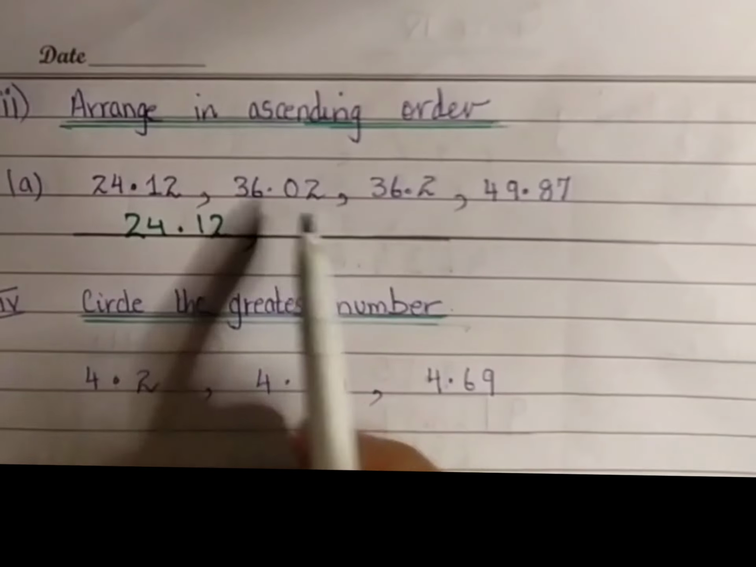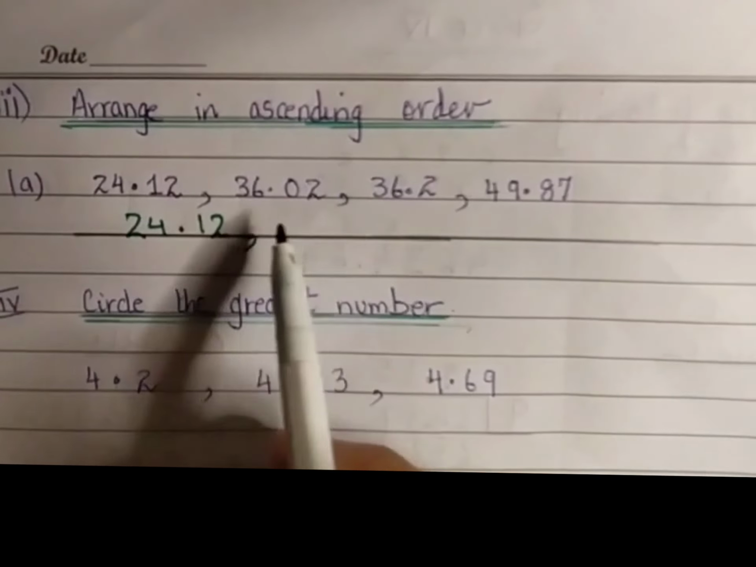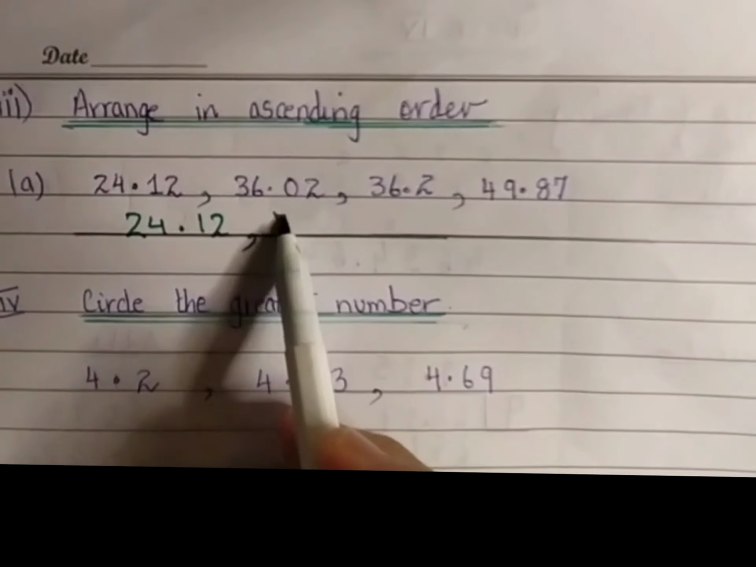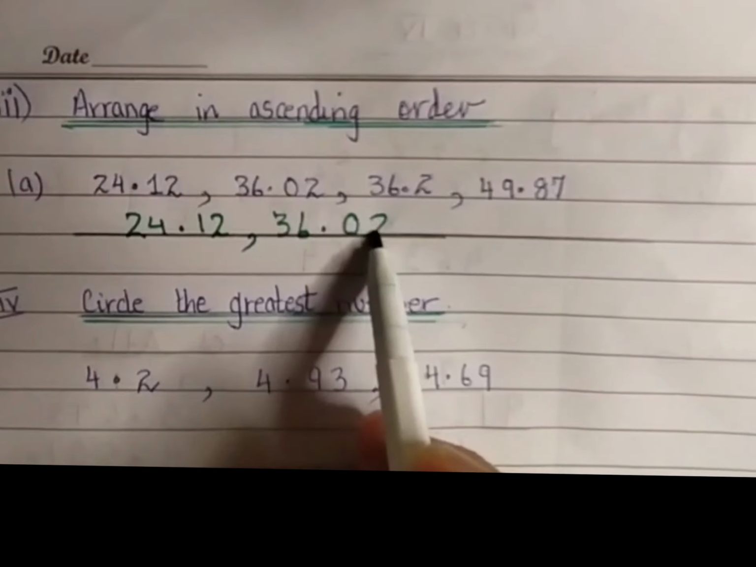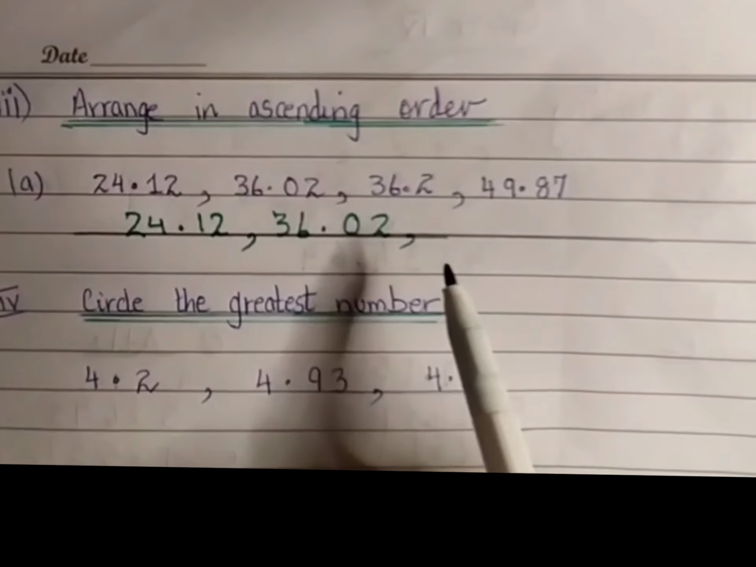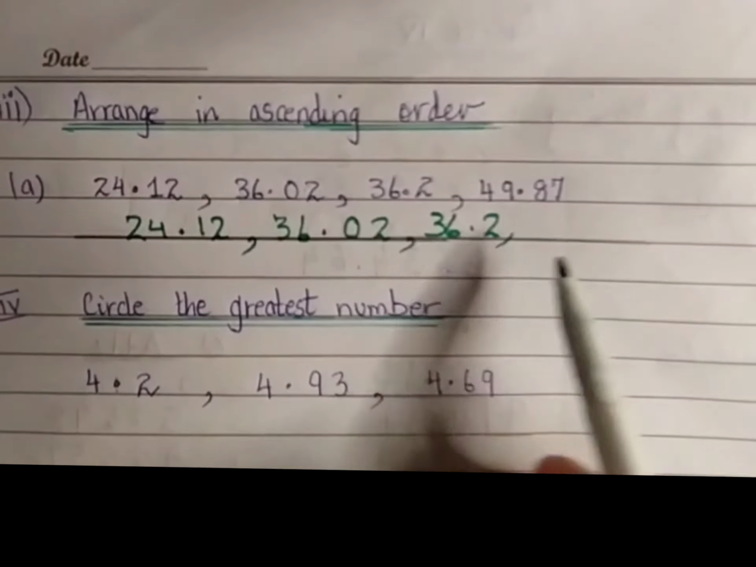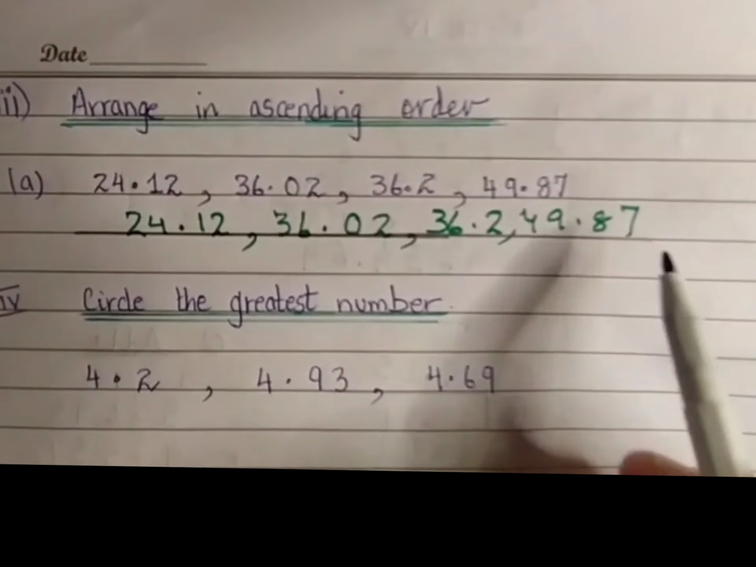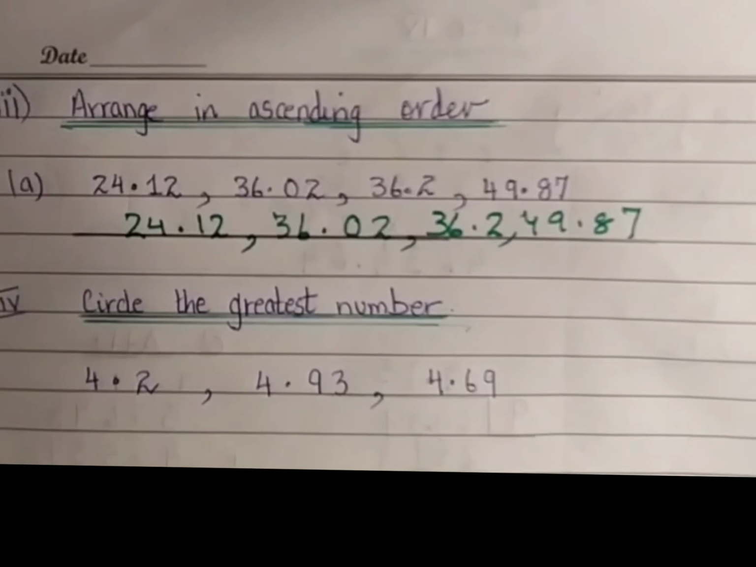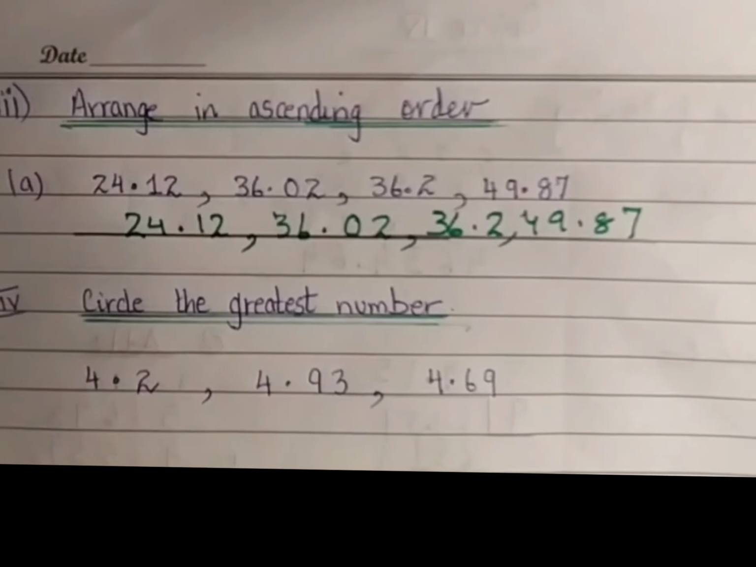36 and 36 are alike. Which number do you think is the smallest amongst the two? 36.02 and 36.2, 49.87. Children, luckily the question that you see here has got the ascending order done for you.